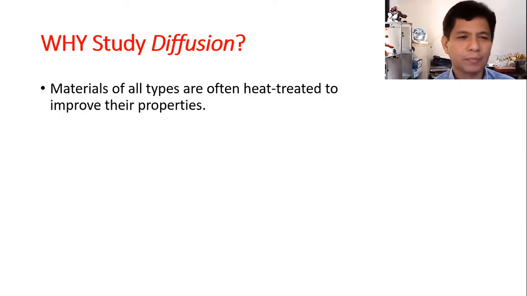No? Tapos ano ba nangyayari pag may heat treatment? So, halimbawa, nagpo-produce kayo ng carbon steel. Yung maliliit na atoms ng carbon, nagdi-diffuse siya papunta doon sa iron. So, na-occupy niya yung mga interstitial spaces. Kaya mas tumitibay yung iron.